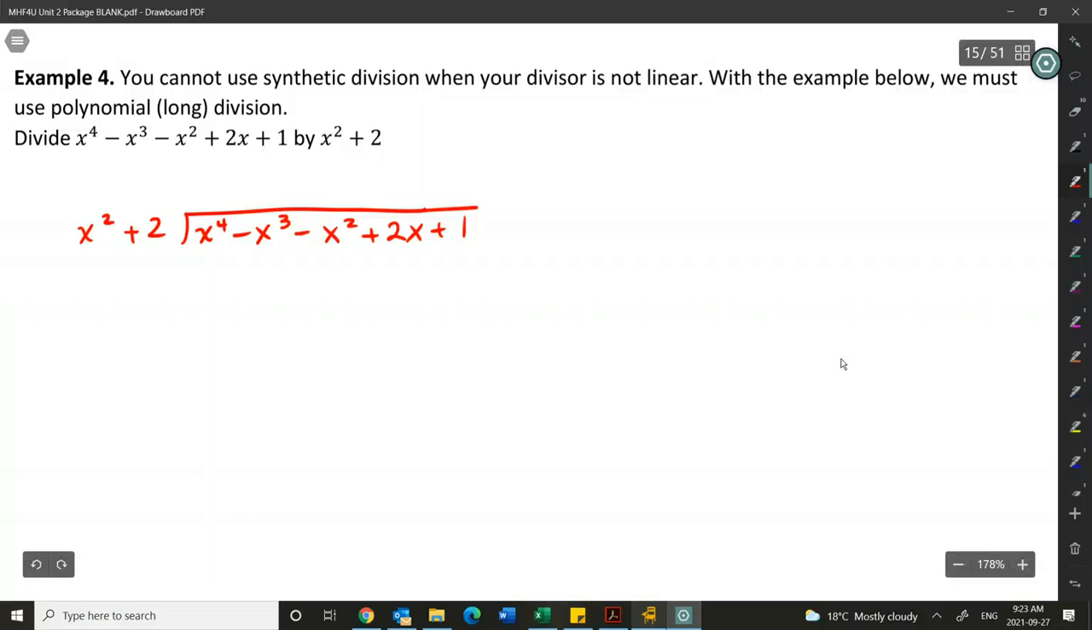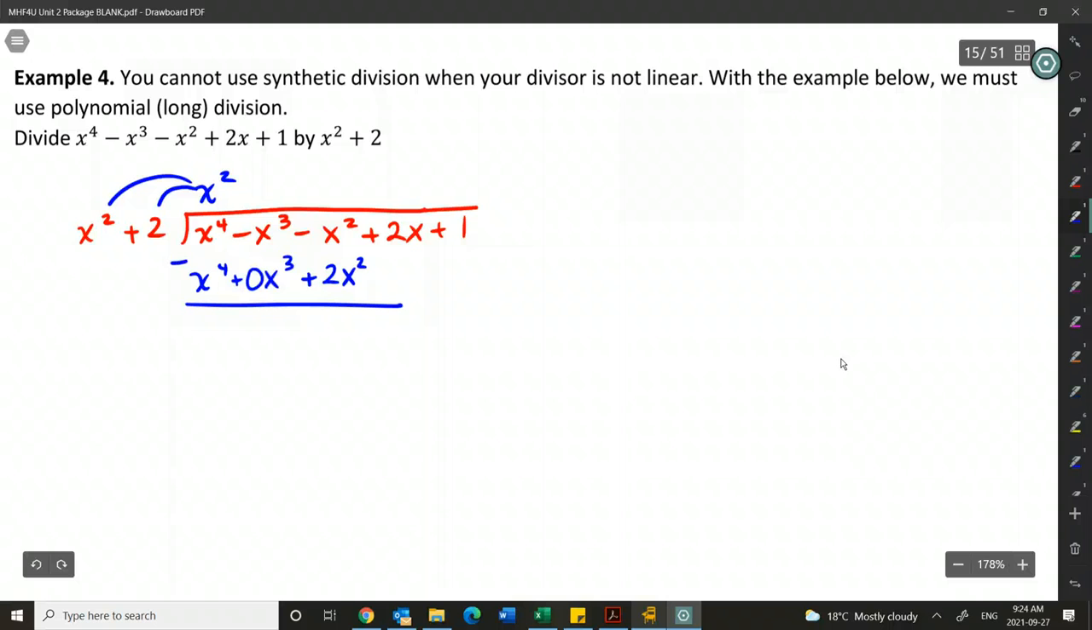So our first step is we're just looking at x squared, x squared and x to the 4. So x to the 4 divided by x squared. That's going to be x squared. And then we will multiply. So x to the 4, x squared times 2. That gives me positive 2x squared. I'm aligning it with the other x squared. If you want to, you can put in a 0x cubed here so that you know there are 0 of them.